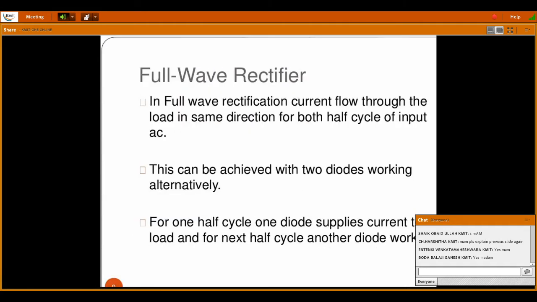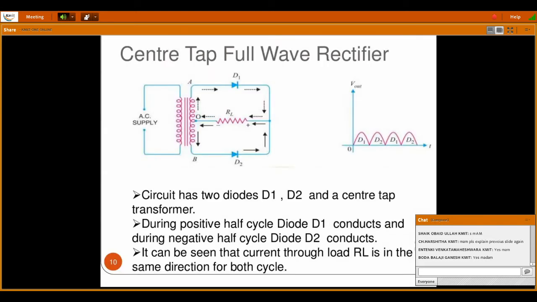Next, we are now moving into the full wave rectifier. Flow through the load is in the same direction for both halves of the input AC. This can be achieved with two diodes working alternately. For one half cycle, one diode supplies current to the load, and for the next half cycle, the other diode works. See the circuit diagram of a full wave rectifier.